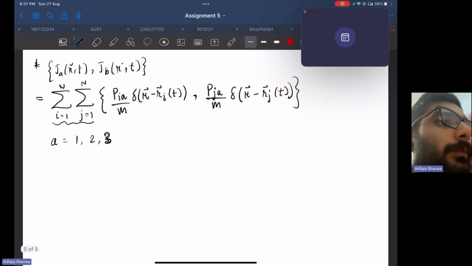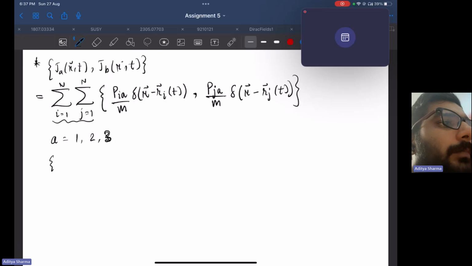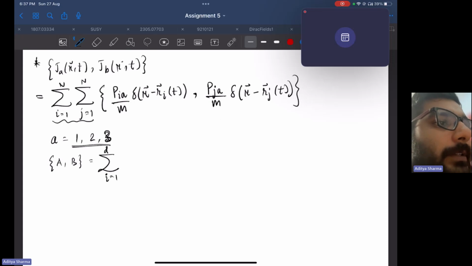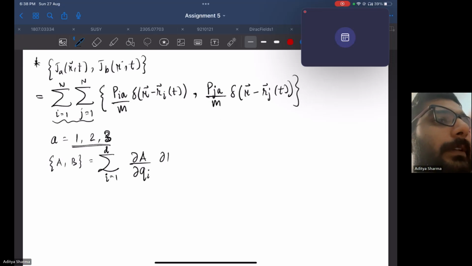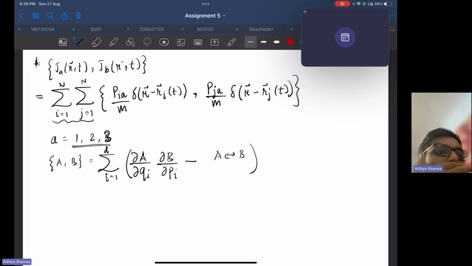So when we do the Poisson bracket, if you remember, if you have something like A, B, then we sum over all the dimensions there are. Suppose you are doing this in D dimensions, so you'll have the sum over i of dA by dQi, dB by dPi minus A and B interchanged. So this is how it's going to be.